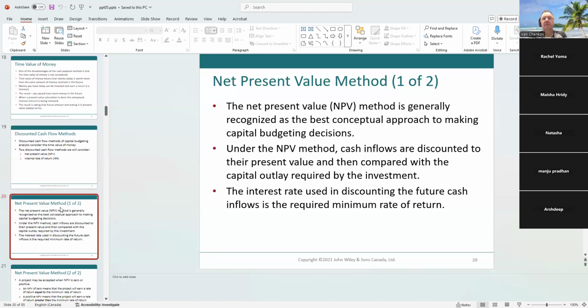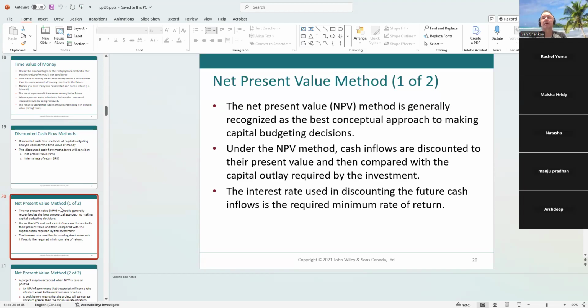Net present value is generally recognized as the best conceptual approach to make a capital decision. So what's the best approach? Net present value. So what are the drawbacks? Or rather, what will be the benefits of having the net present value method? Obviously, you have to pay attention now because that will be tested as well. Under the net present value method, we're going to discount the cash.